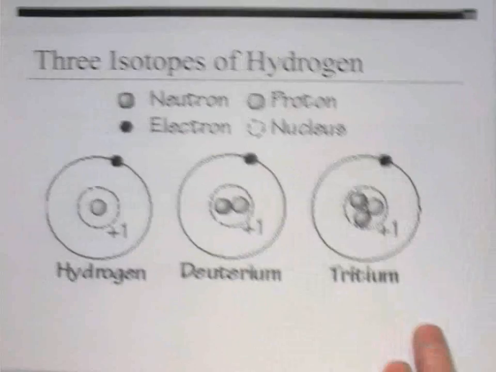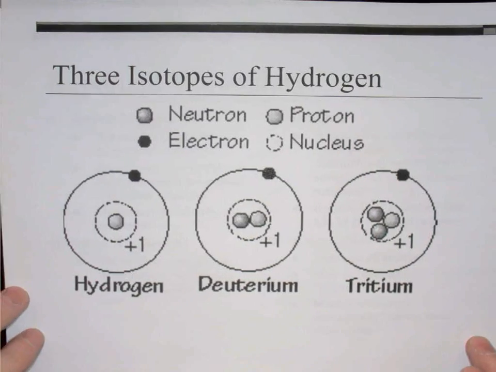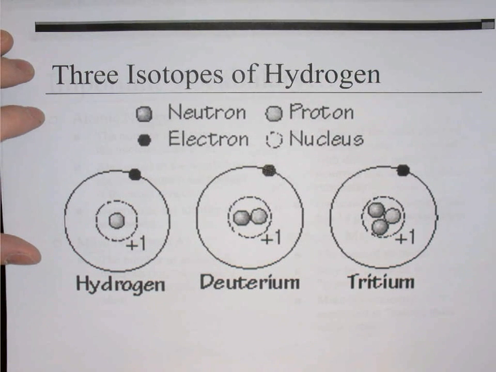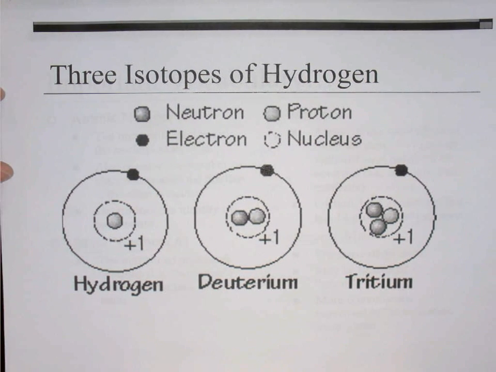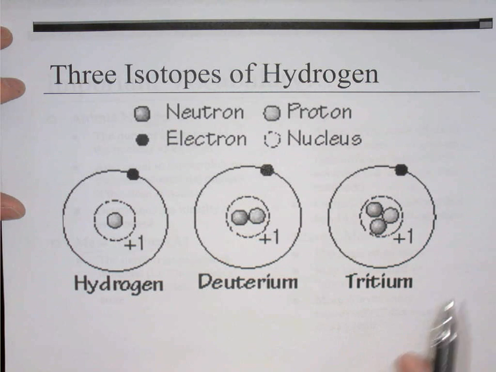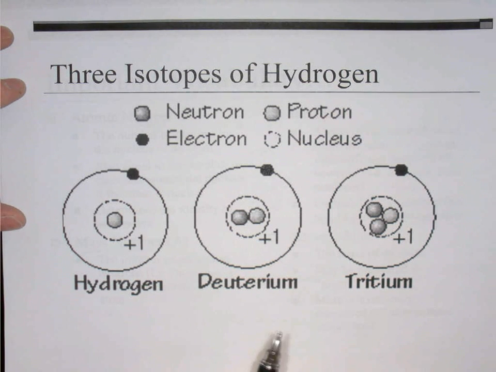Talking just a little bit more about isotopes. Here is an example of 3 different isotopes of hydrogen, and you're expected to know these names because hydrogen is pretty common in chemistry. Its isotopes have unique names, and that's a little unusual.